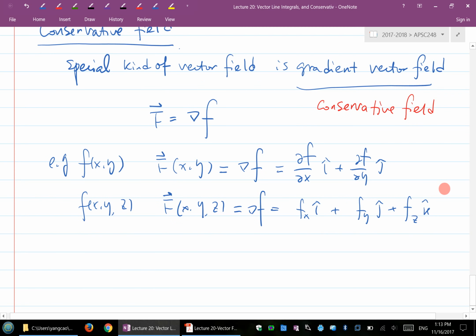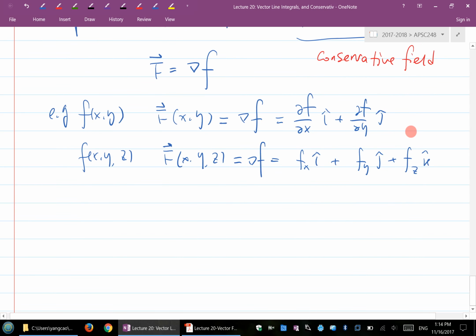As a matter of fact, you are probably already able to conclude something in your mind now. What does conservative field mean? Total work done is 0, as you're going along the circle, right? That's a conservative field. Okay?